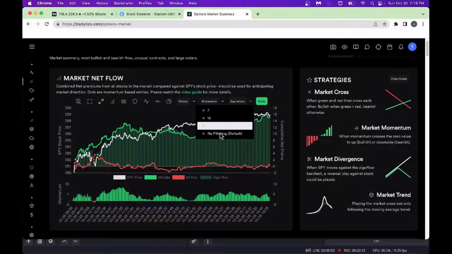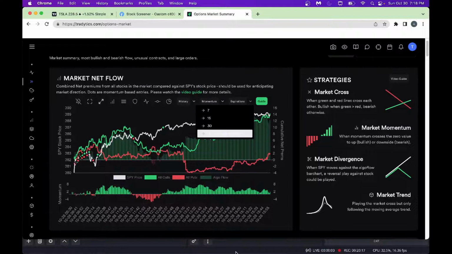Alright, so let's go back to the no filtering default time frame here. You could look at this and make some prediction about the market. By looking at this here, you could understand, hey, there's a good chance the market can go higher, mainly because, look, calls are getting higher and puts are slightly subdued, as you can see here. All right, that's about the net flow here.